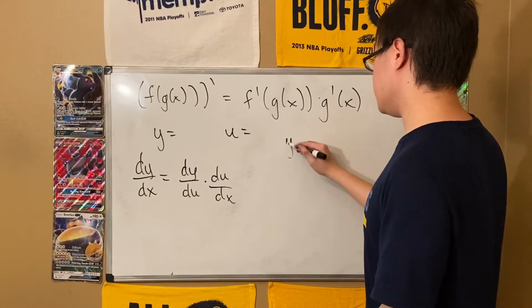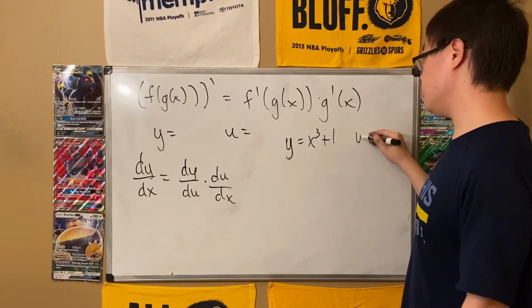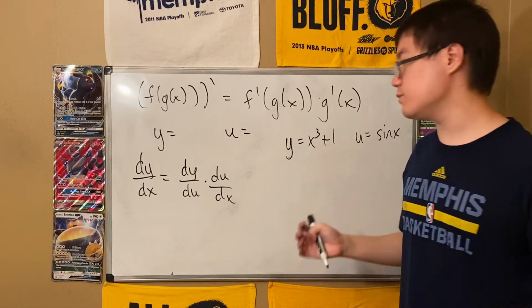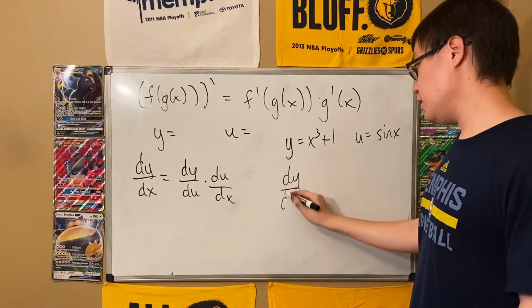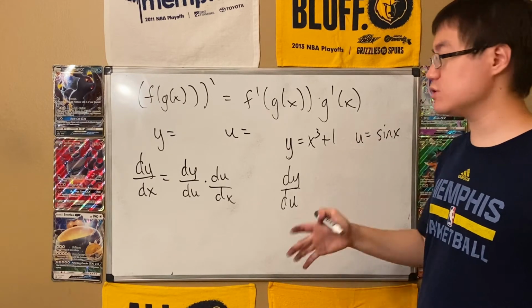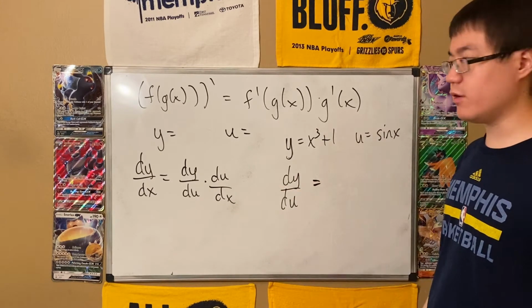So let's say we have y is equal to x cubed plus 1, and let's say u is equal to sine of x. Notice that both of these functions are in terms of x, but I want to find dy du. I want to see how y is changing when u is changing, and not how y is changing when x is changing. So we're just going to use this formula right here.